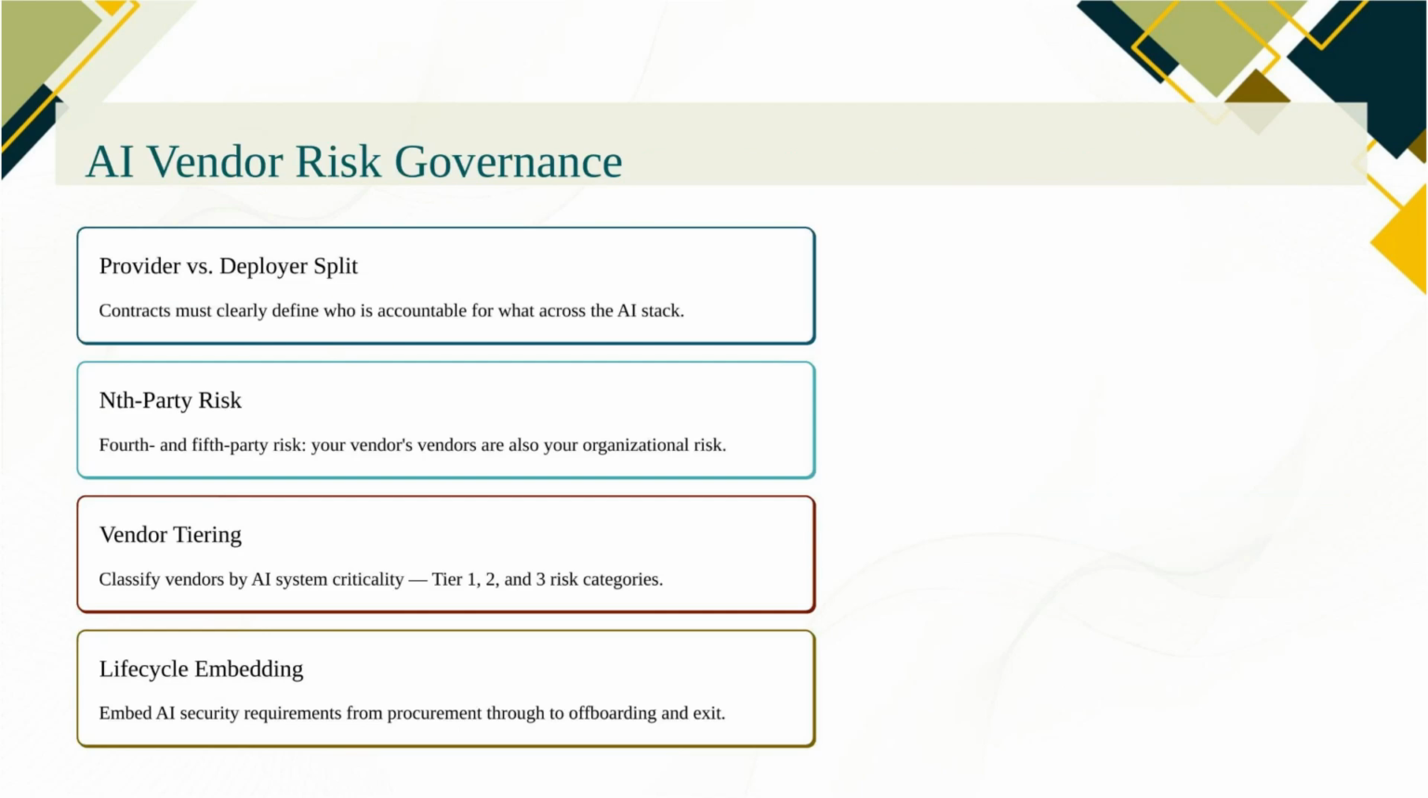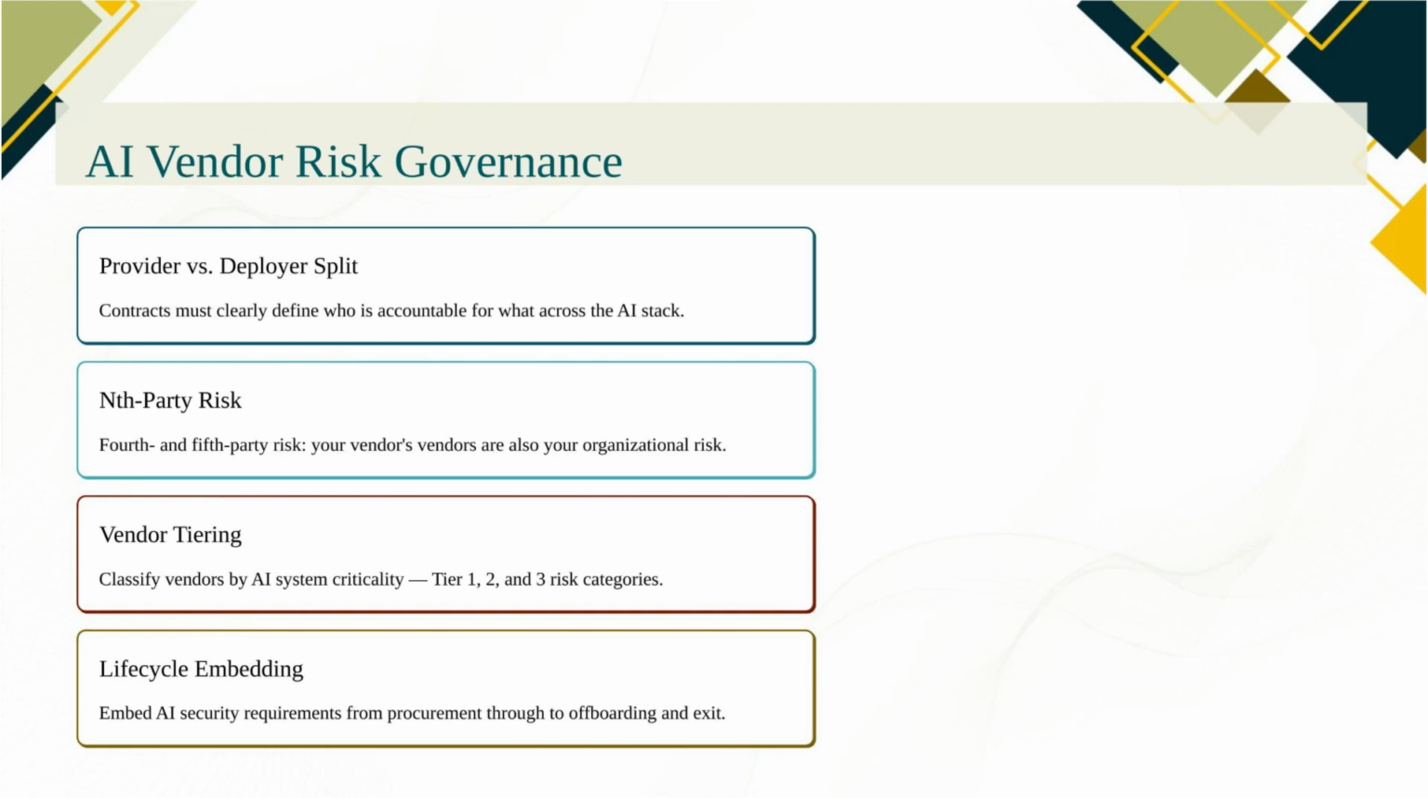patched. Vendor risk for AI has a complexity that doesn't exist in traditional IT sourcing. The EU AI Act introduces a provider-deployer split. The company that builds the AI system has certain obligations, and the company that deploys it in a business context has different ones. As the deployer, you can't offload all accountability to the provider. Your contracts need to make this split explicit.